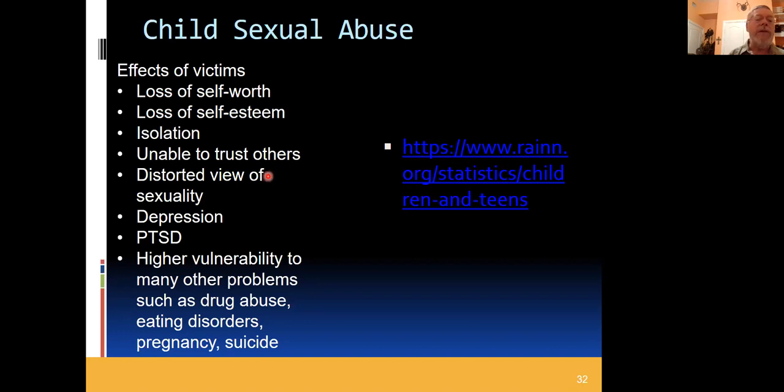Sexual abuse also may result in a distorted view of sexuality. So here's a question for you. Is most sexual abuse about sex? The answer is no. Most of the time, it's about power and having power over someone else. So if one experiences that as a child, one may develop the idea that sex is all about having power over other people. And so therefore, there's also a greater likelihood that person will turn around and engage in that sort of behavior, having that view of sexuality.